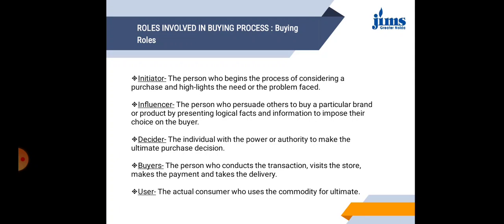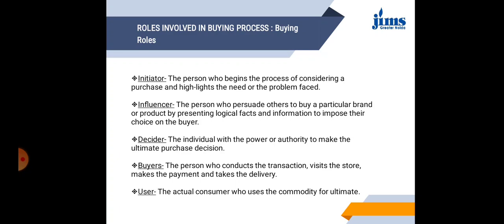Now in the family, there are two teenager kids. They know about different models and different brands of cars. So they started influencing the decision of the initiator by recommending their points of view and by recommending certain brands based on their understanding. Since they are the people who persuade the initiator to buy a particular brand or product by presenting some facts and information, they are influencers.